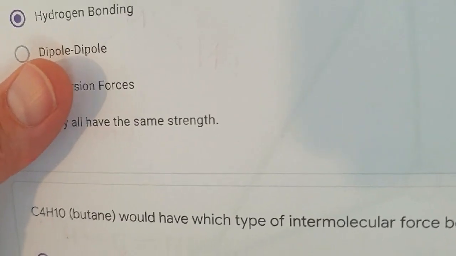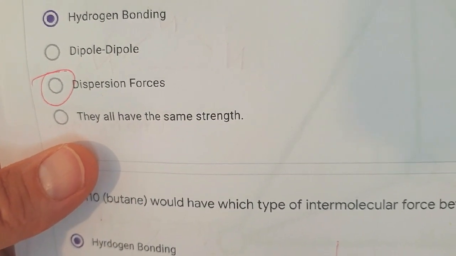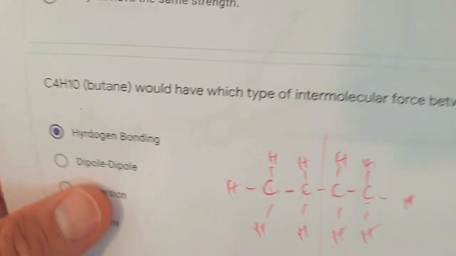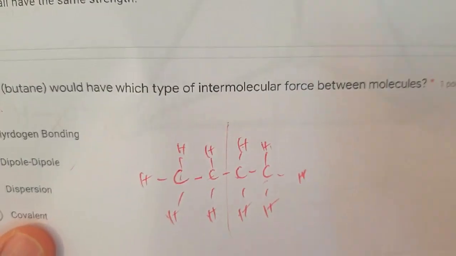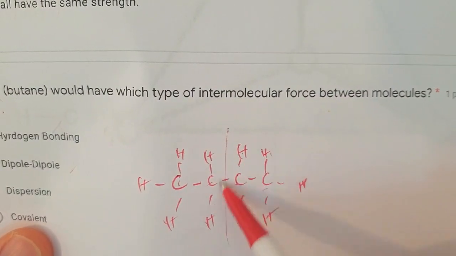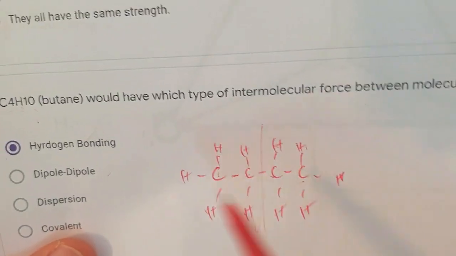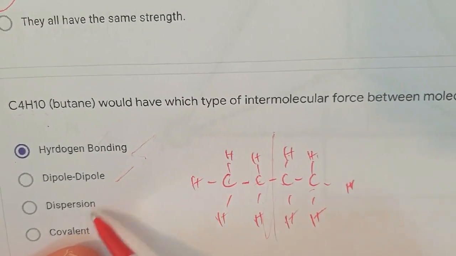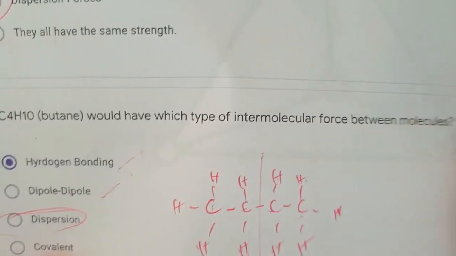Okay. The weakest of all the intermolecular forces is the dispersion forces. Butane, which is a balanced molecule, is non-polar, so it hasn't got anything needed for hydrogen bonding. It's not polar, so the intermolecular force must be dispersion.